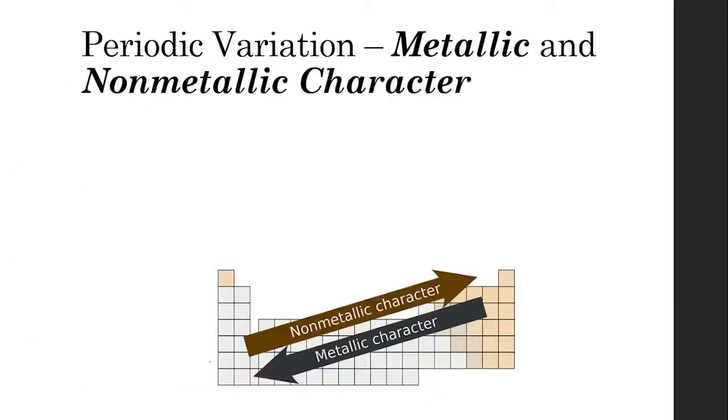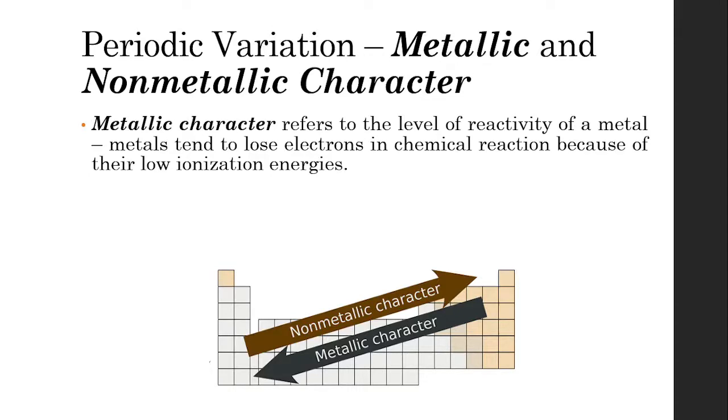Okay, but let's talk about the last trend that we have, called the metallic and non-metallic character. Metallic character basically refers to the level of reactivity, more specifically of a metal, because metal tends to lose its electron. If you remember, sodium is actually a metal and it wants to lose an electron, and that's what we call a metallic character. So when we have a metal in a chemical reaction, this metal usually wants to donate its electron, wants to lose its electron for it to become more stable.